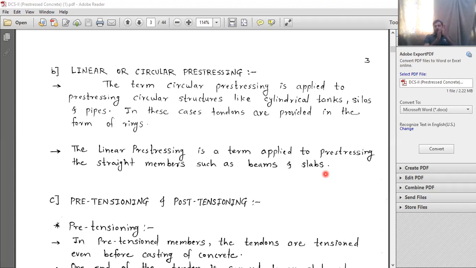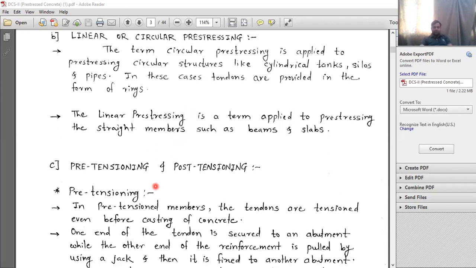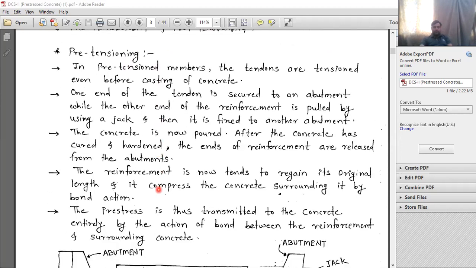When you apply the prestressing force on that bar, that is called linear prestressing. Circular shape मध्ये असलं तर त्याला circular म्हणायचं, linear shape मध्ये असलं तर linear prestressing. Normally linear prestressing is mostly used. Next one. These are the important.